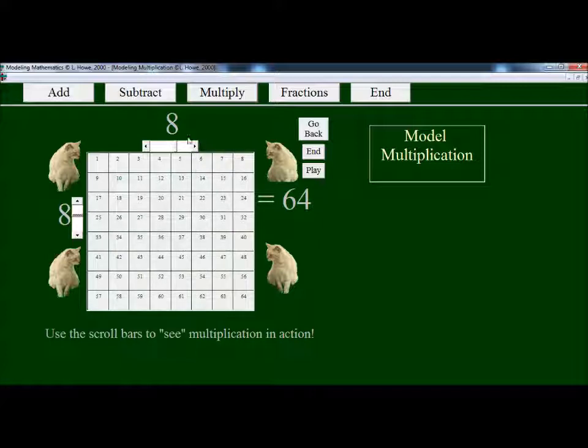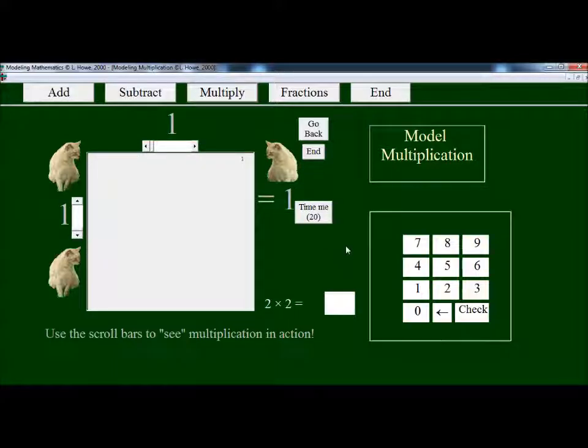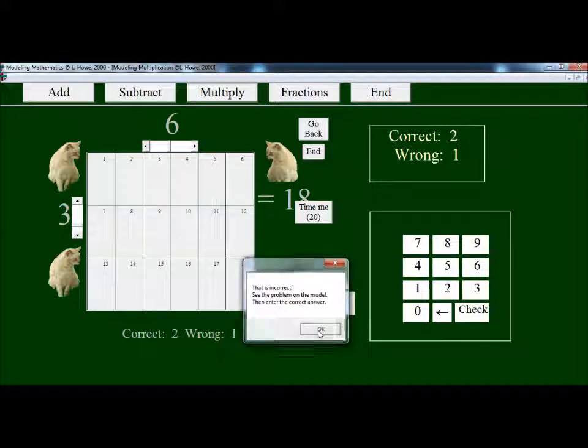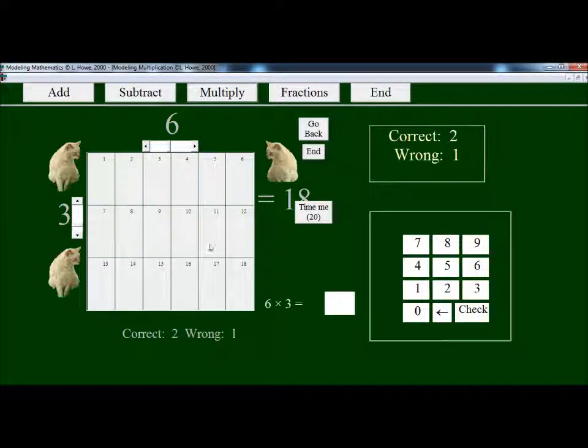And then when you use this to teach them that, then you can get electronic flashcards. Hit play, and it'll give a number. 2 times 2 is 4, and then check. And then 3 times 5 is 15, and then check. It's going to keep track of how many right. And if a student gives the wrong answer, like 6 times 3, and say they said 15, and check, it's going to tell them that it's incorrect, and it's going to show the model on this graphic so that they can see that 6 times 3 is 18, not what they had answered.